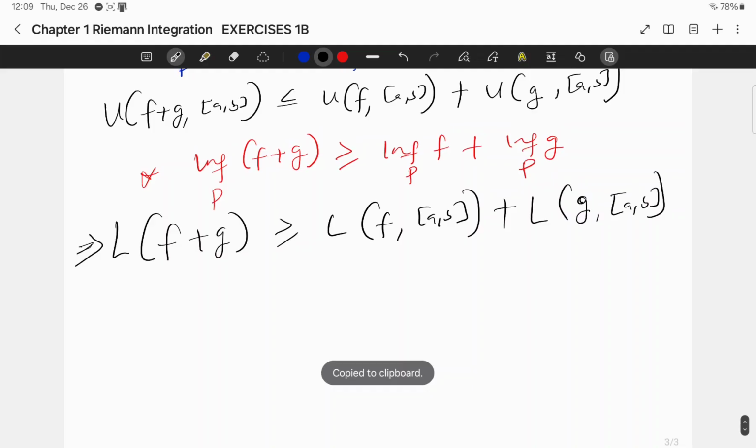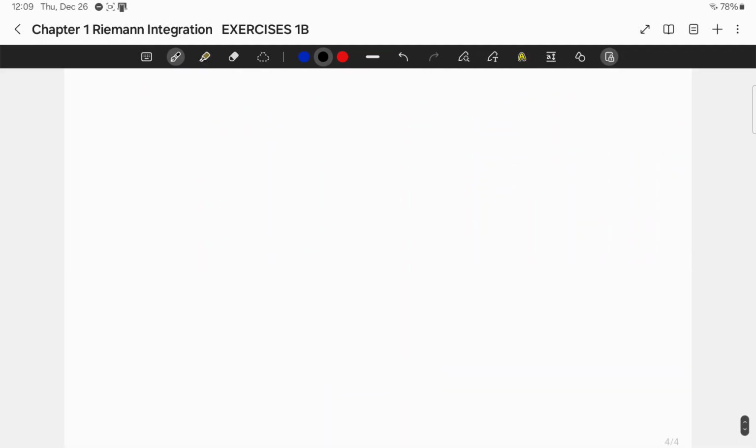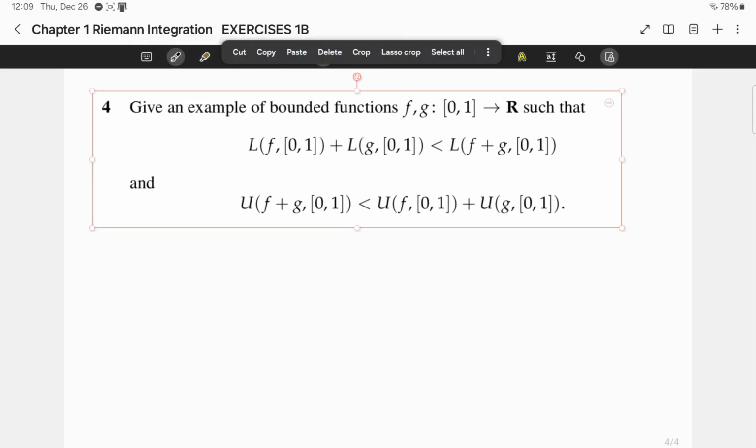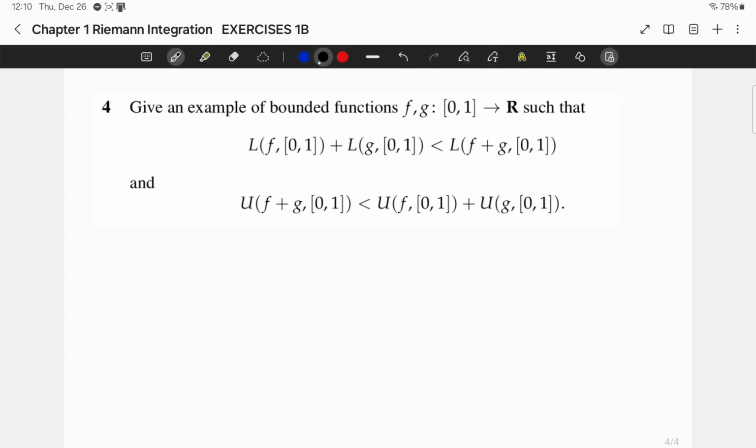Number 4. So we are given an example of a bounded function f, g such that these conditions hold, and then also to give, for the upper Riemann sum, an example that I can think of, and then we can verify it.